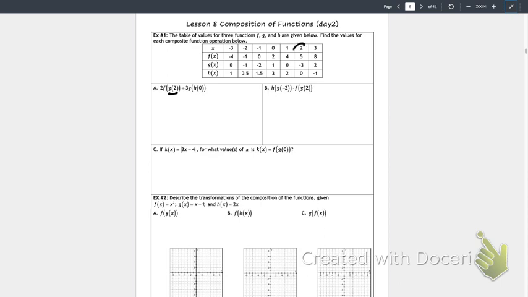You go over here to where x is 2. Remember, this whole row here is the x's. And then from there, you go to where the g function is right here when x is 2, which is negative 3. So you're doing 2 of f of negative 3. We've just replaced the g of 2 with negative 3 because that's what g of 2 is.